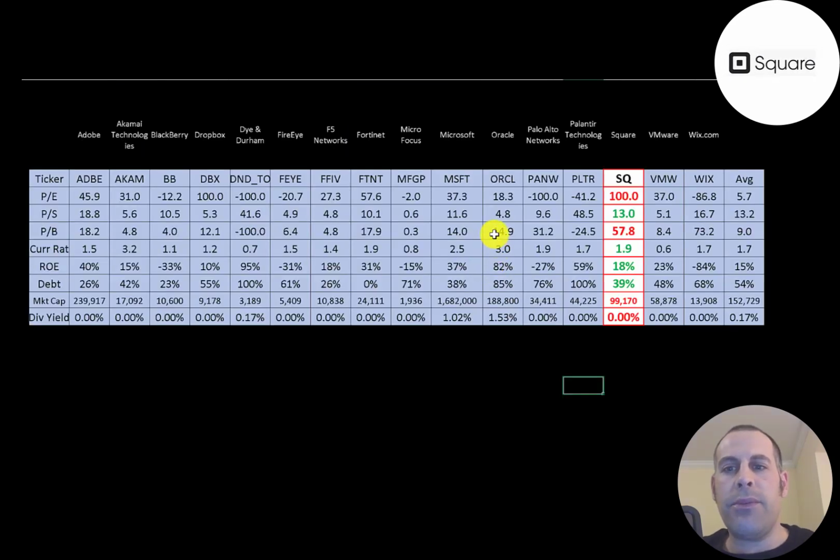The best way to look at ratios is to compare them to similar companies. I've done videos of 16 companies in the same industry as Square, and if Square has a number in red, they're worse than the average. If they have a number in green, they're better than the average. So they have a really bad PE ratio. They're a little better than average in price to sales, a lot worse in price to book. They're doing well in current ratio, ROE, and debt. They are a big company, 100 billion market cap, but they are smaller than average.